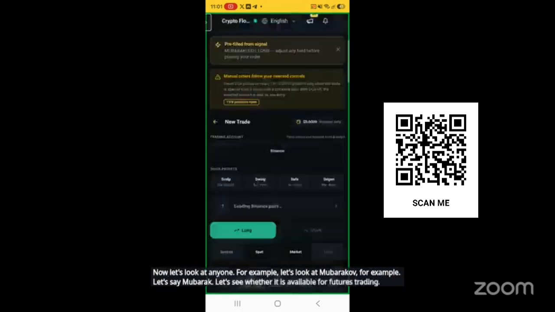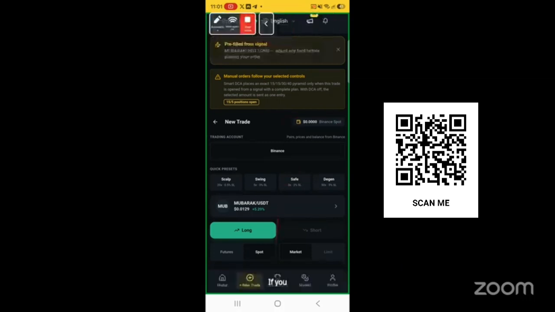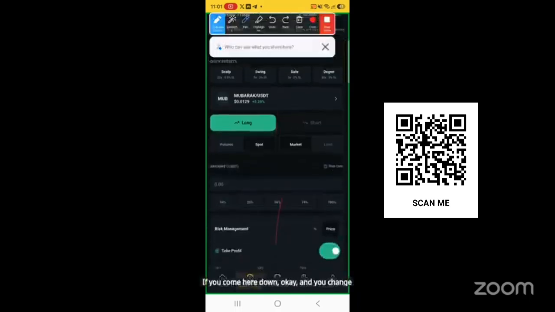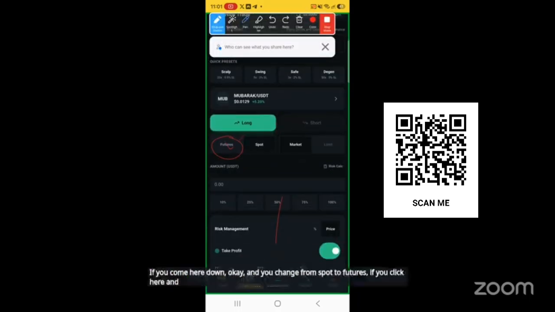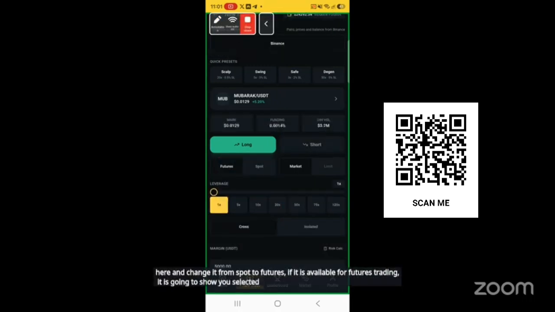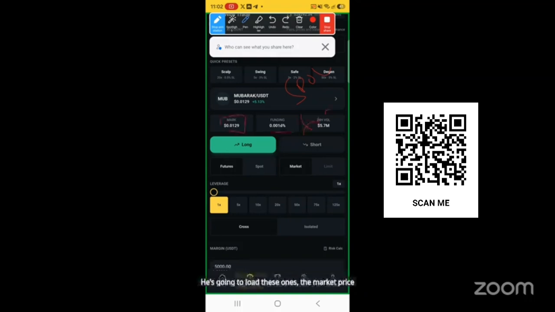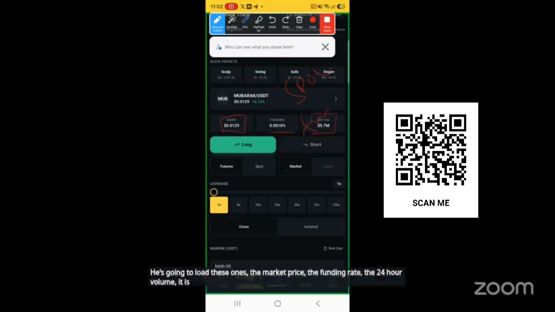If you click on it, it is a spot coin. Remember, in spot you have nothing, you have 0. But if you come down here and change from spot to futures, if it is available for futures trading, it is going to show you selected. If the same coin is available for both spot and futures, it is going to load the market price, the funding rate, the 24-hour volume. It is going to load all these different features.